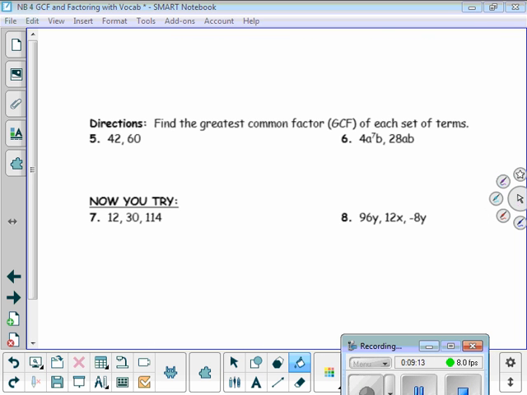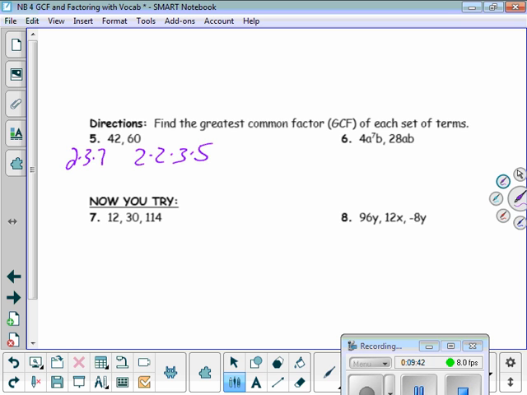Okay, here we go. Find the factors of 42. Prime factors. Let's go. 42. What do we get? 2, 3, and 7. Now find 60. 2 squared, 3, and 5.